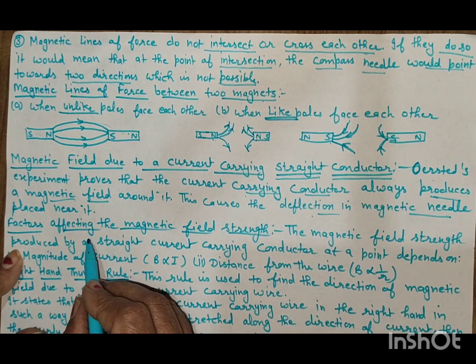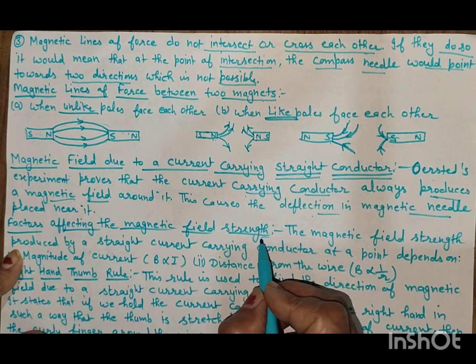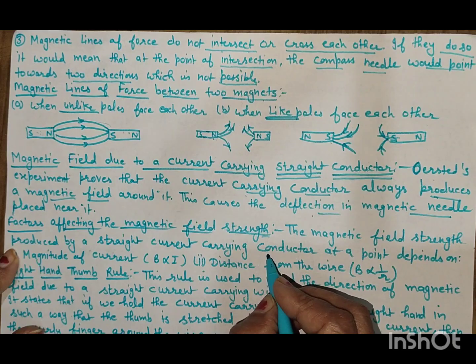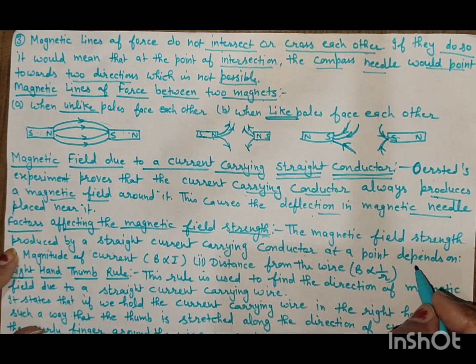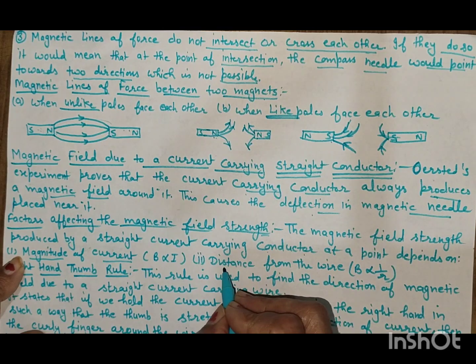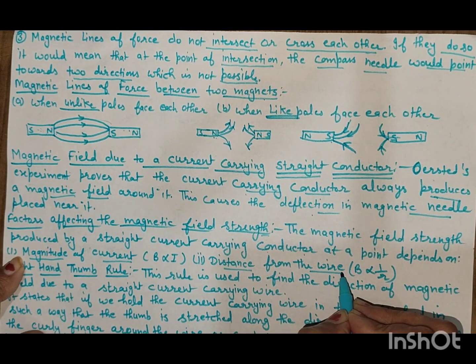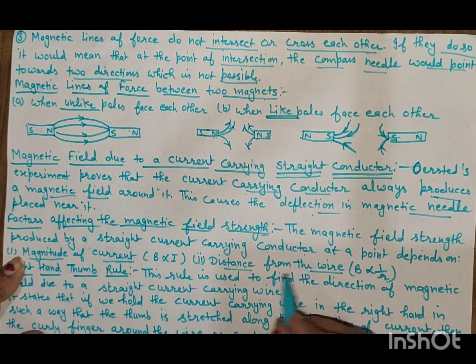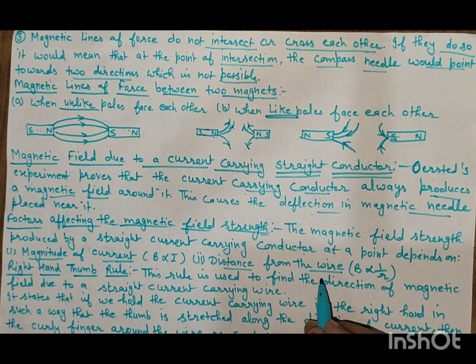Now, what are the factors affecting the magnetic field strength? The magnetic field strength produced by a straight current carrying conductor at a point depends on the magnitude of the current and the distance from the wire.